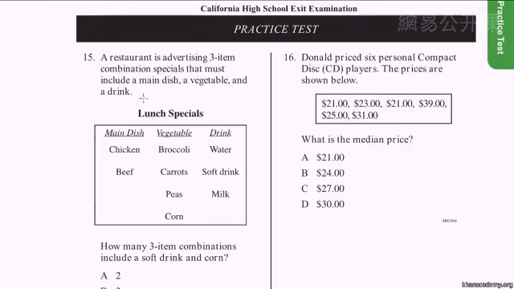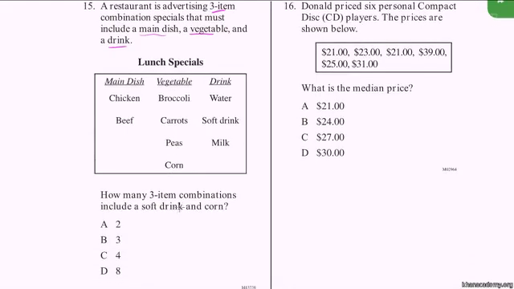Problem 15. A restaurant is advertising 3-item combination specials that must include a main dish, a vegetable, and a drink. Okay, so you have to have at least one of these. So what are they going to ask us? How many 3-item combinations include a soft drink and a corn? So 3-item combinations that include a soft drink and a corn.